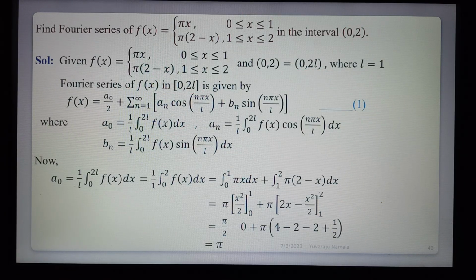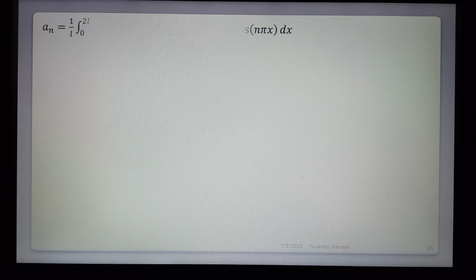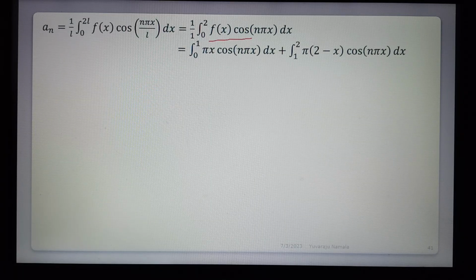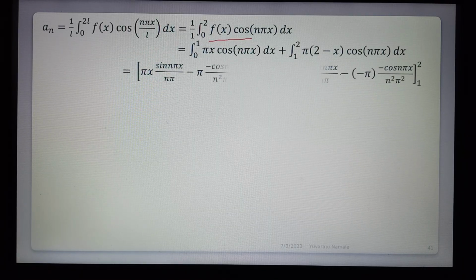Next one, the an value. an is equal to 1 by L into the integration from 0 to 2L of f(x) into cos nπx by L dx. Here L is equal to 1. So the integration from 0 to 2 of f(x) cos nπx dx. This is also separated into two cases: it is equal to the integration from 0 to 1 of 5x into cos nπx dx, plus the integration from 1 to 2 of 5 into (2 minus x) into cos nπx dx.